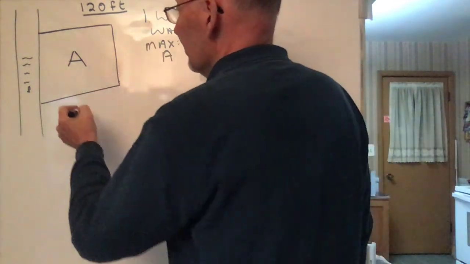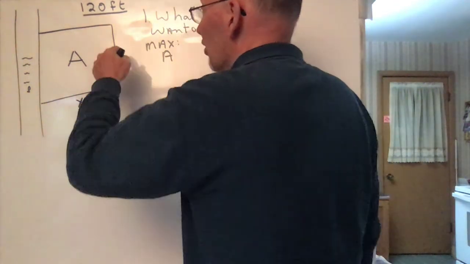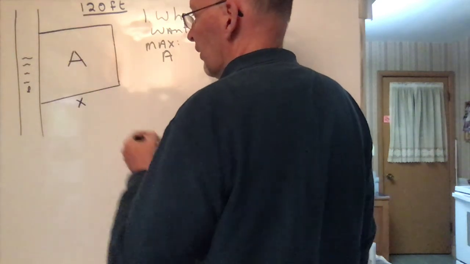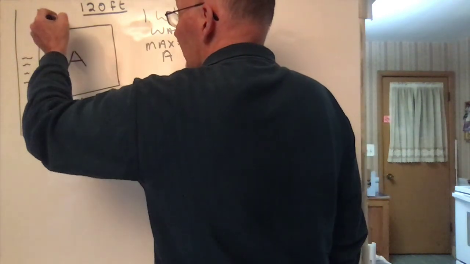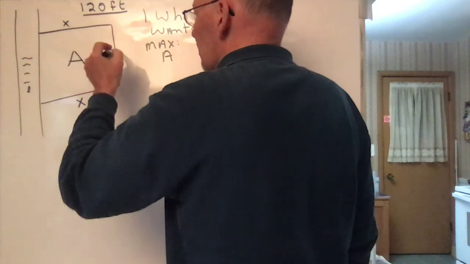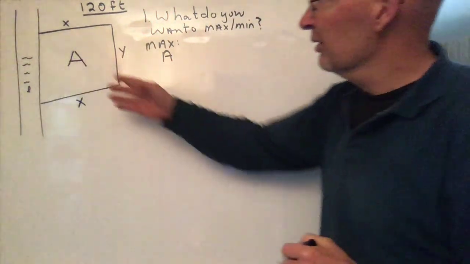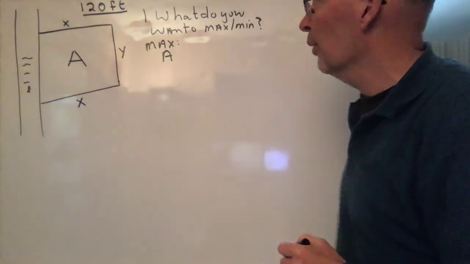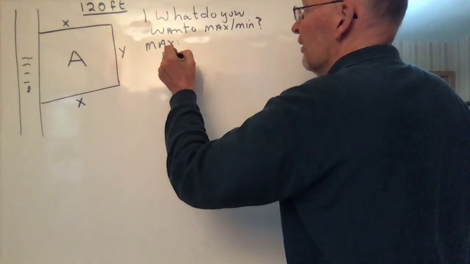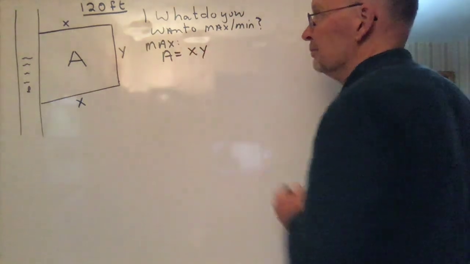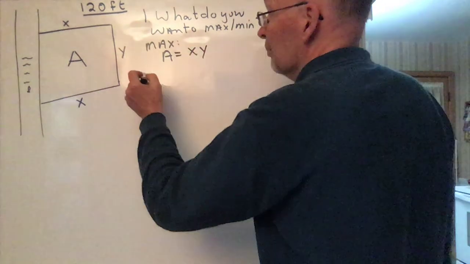So let's call this X, and I could call this Y and Z, but I can do better than that. If this is X, this is X. And we'll leave this Y just for the present, and we'll do our thinking in a minute. But this is obviously X, and we'll call that Y. So area then is going to be X times Y. So that's the first thing.